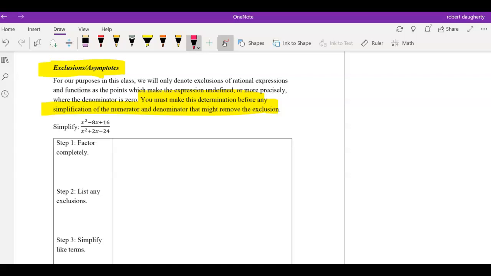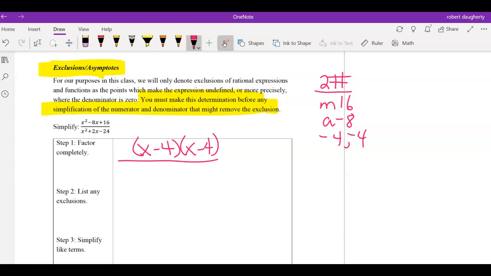So let's take a look at the first one. What I need to do in order to look at this expression and determine any exclusions, I need to be able to factor this completely. So if you look at the top of the fraction, I need two numbers that multiply to give me 16 and add to give me negative 8. That looks like a negative 4 and a negative 4 would do that. So this tells me that's going to be x minus 4 times x minus 4. So that is the numerator of that expression.